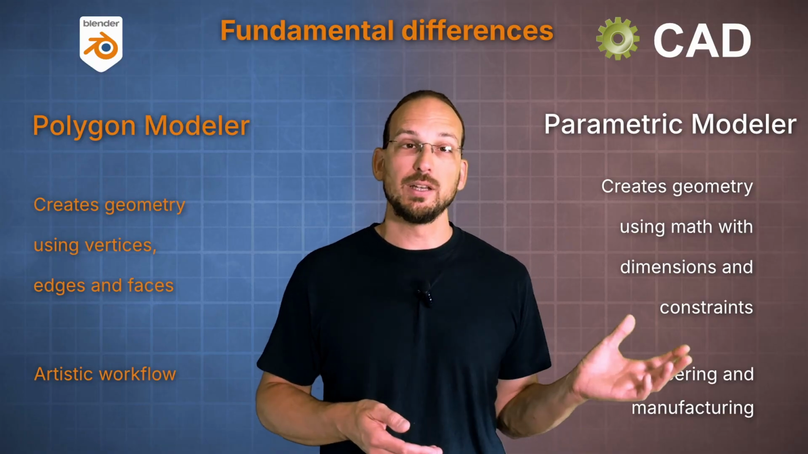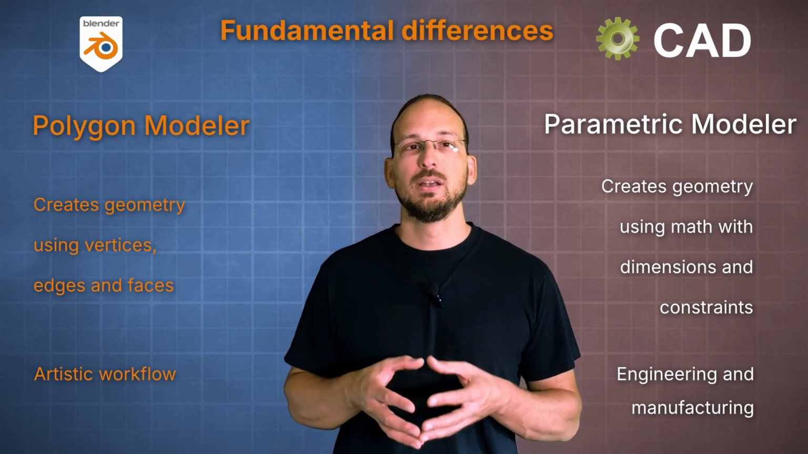First, we need to understand the fundamental differences between a program like Blender and a CAD program. Blender is a polygon modeler, meaning it relies on vertices and edges and faces to create geometry, which is great for an artistic workflow. CAD, on the other hand, is a parametric modeler, meaning it creates geometry using math with dimensions and constraints. And that's why it's used in engineering and manufacturing.